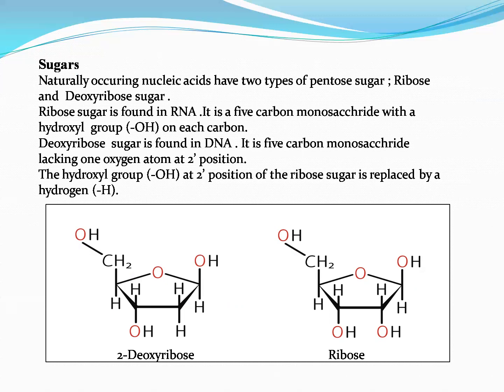We can see here in the deoxyribose sugar, at the 2' position there is an absence of oxygen, which means there is a removal of oxygen, that is deoxy, and here the oxygen is present, which means a hydroxyl group is present. Deoxyribose sugar is found in the DNA. It is a 5-carbon monosaccharide lacking one oxygen at the 2' position. The hydroxyl group at the 2' position of the ribose sugar is replaced by hydrogen.